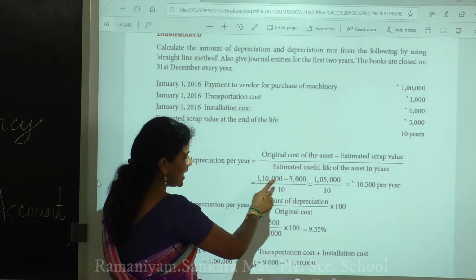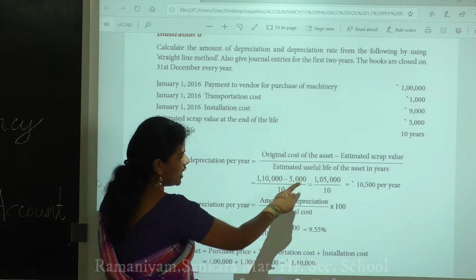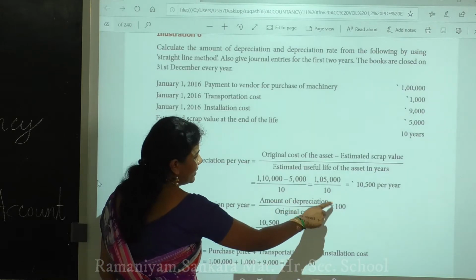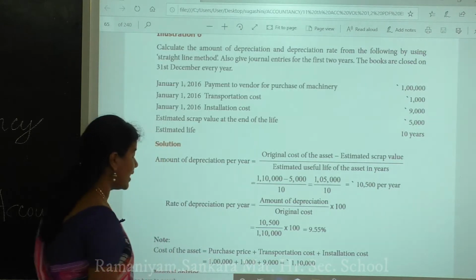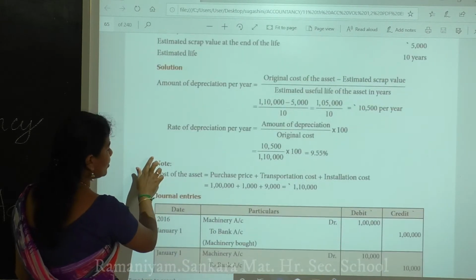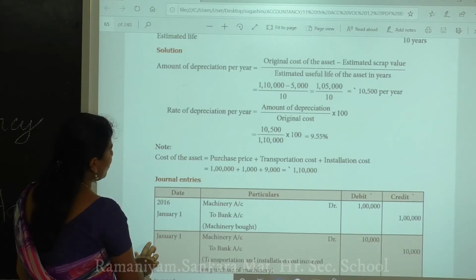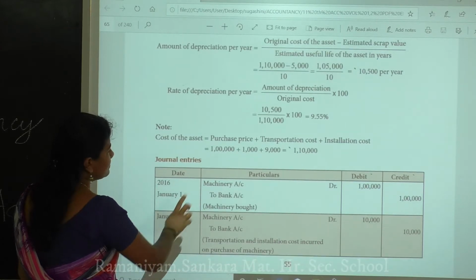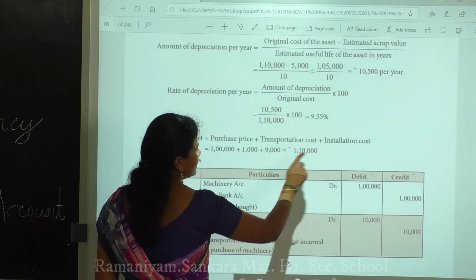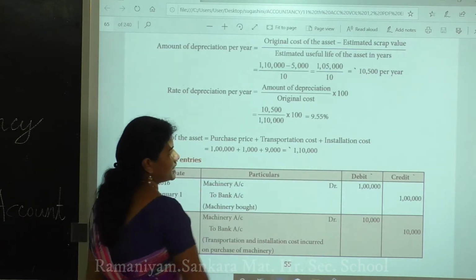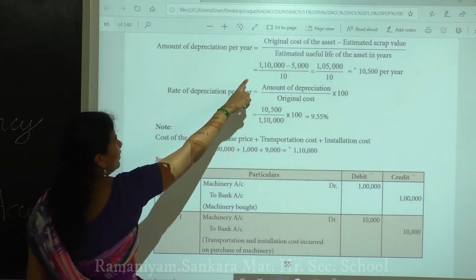Original cost is 1 lakh 10,000. That 1 lakh 10,000 into 100, in this format. So we have to calculate 9.55 percent. Look at here, this is one note: cost of the asset, purchase price 1 lakh, transportation cost 1,000, installation cost 9,000. So totally 1 lakh 10,000. That is what we have to take over here.